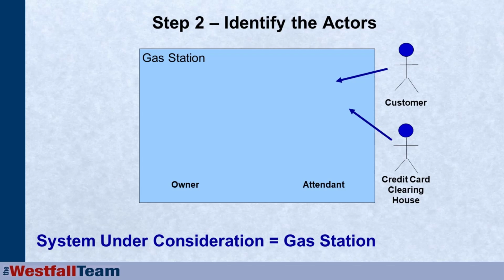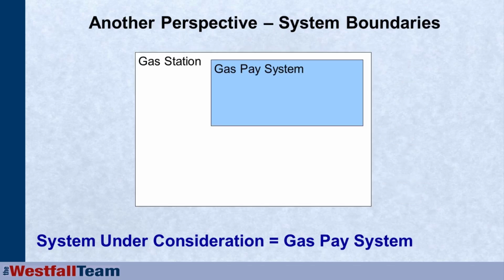For example, the customer could come in, purchase gas using a credit card, drive out. Or the credit card clearinghouse could receive a notification that someone wants to validate a credit card and then go ahead and do that validation. But notice the owner of the gas station, the manager of the gas station, the attendant are just elements within that gas station. So therefore, they are not part of the actors of the system. So defining the boundaries defines who the actors are. So step 1 and step 2 are basically done in conjunction with each other.